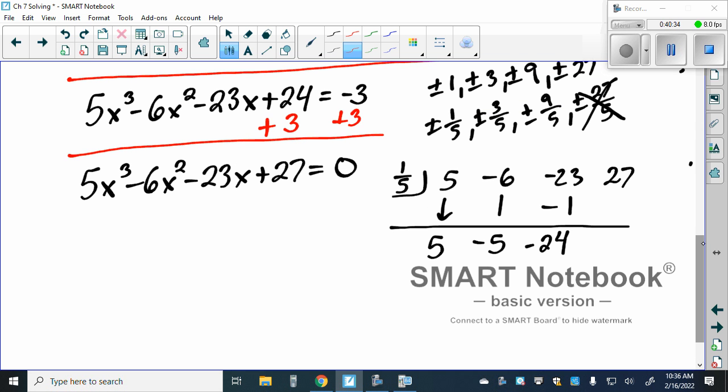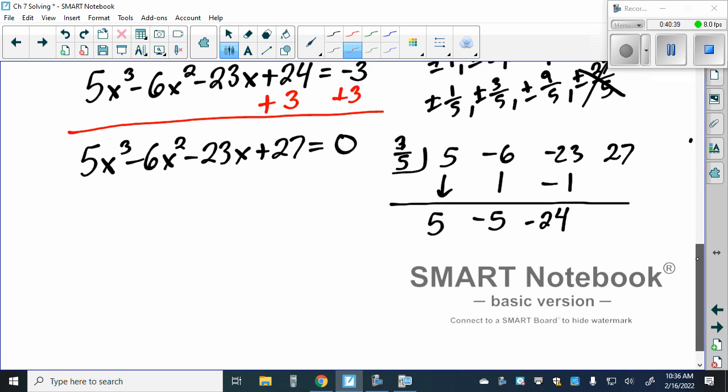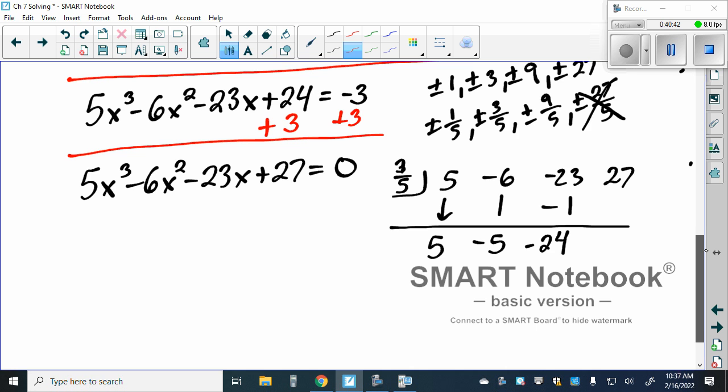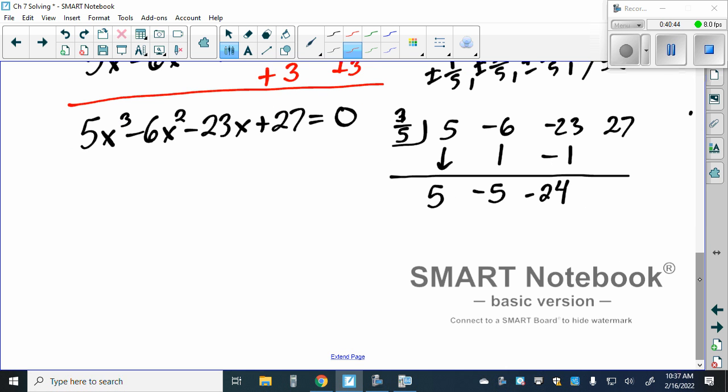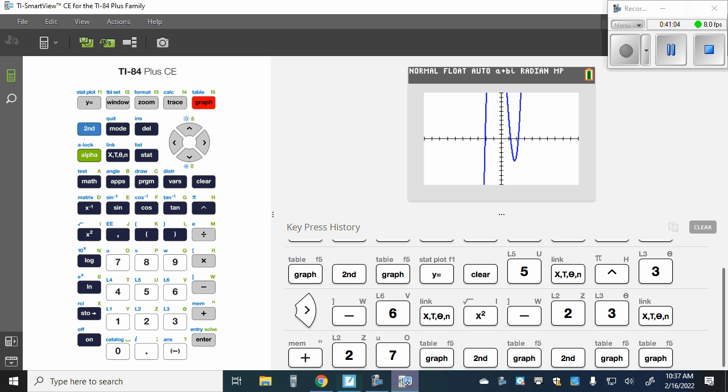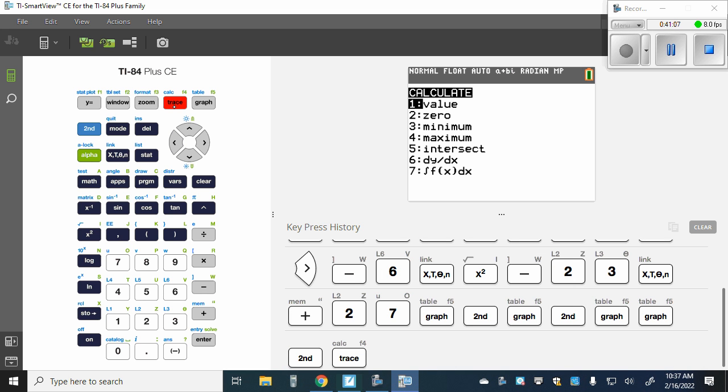Darn. Well, we can also try 3/5. 5 times 3/5 would give us 3. Negative 6 plus 3 would be negative 3. Okay, that doesn't work either.